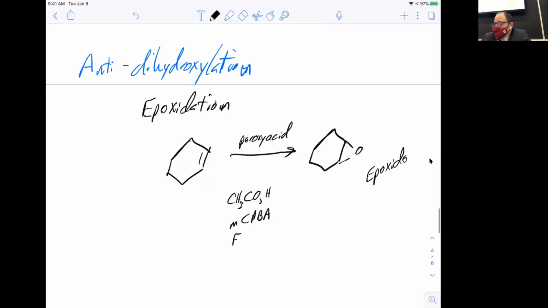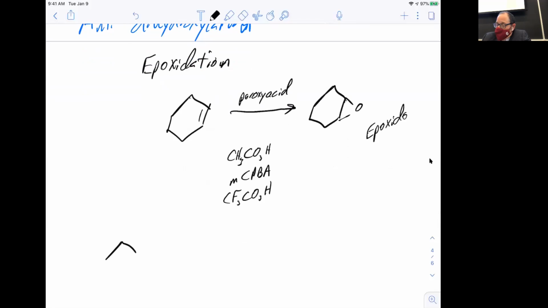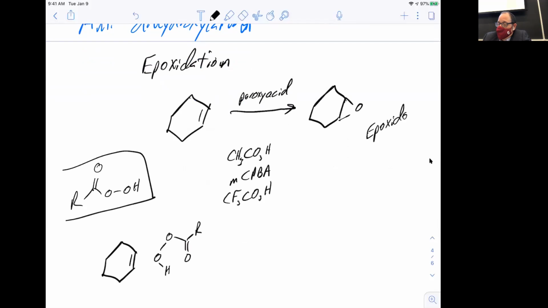You may also see something like CF3CO3H. What you're looking for is something that has this structure. Okay. A peroxy acid, it's got one extra oxygen. So think carboxylic acid with an extra oxygen.